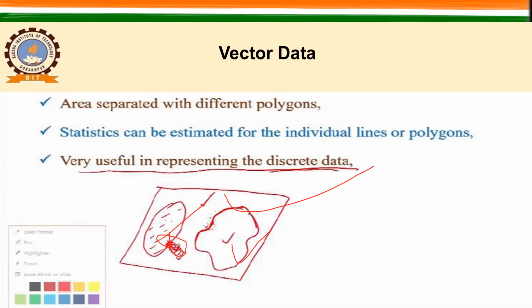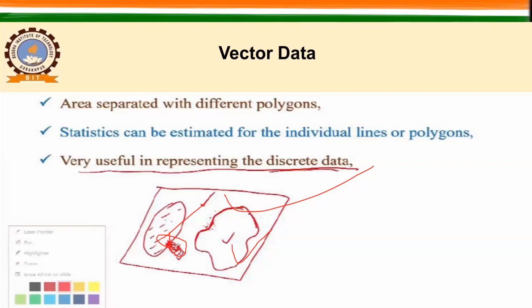But in case if there is a mixture, like here, if there is a wetland and here the classes are overlapping, so slowly it is getting converted into another class. So in that case, what will happen? This vector line will not be useful. But in case if you know that this is the boundary of my class, then this vector data is very, very good. So very useful in representing the discrete data where you know exactly where is your boundary.